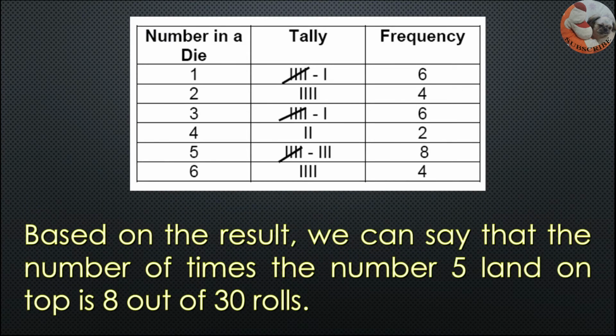Based on the result, we can say that the number of times the number 5 land on top is 8 out of 30 rolls. Remember, this is an experiment. You may get different results.